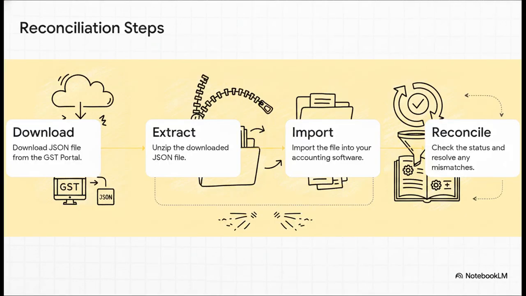Well, you've got a universal action loop you're going to use across all your return forms. First, you hop onto the government portal and download your return file in JSON format, which is really just a standard text file. Because these files are pretty huge, they arrive zipped, so step 2 is unzipping that file. Step 3, you import that JSON straight into your accounting software, and step 4, you let the system run the reconciliation to check for any mismatches. You'll repeat this exact loop whether you're looking at outward or inward supplies.